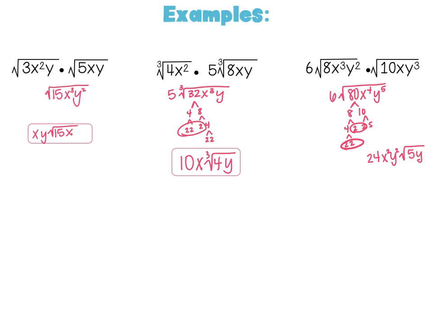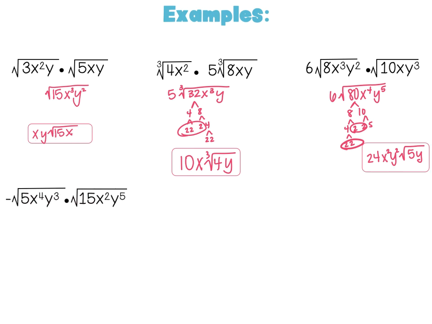Now, I have a 5 left over, so that stays underneath. And then I can deal with my variables. I have 2 groups of 2 with my 4 x's. I have 2 groups of 2 with my 5 y's and 1 y left over.